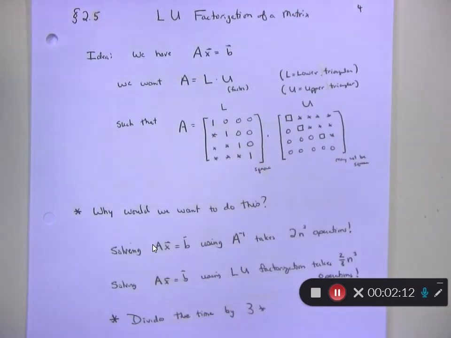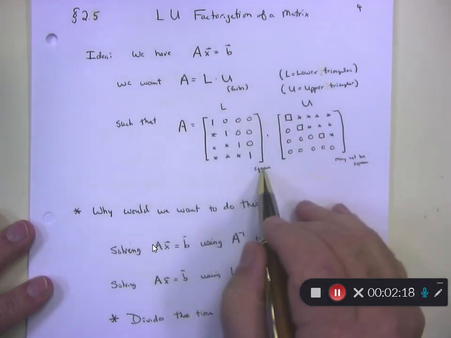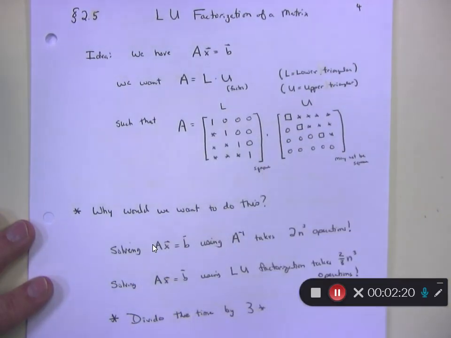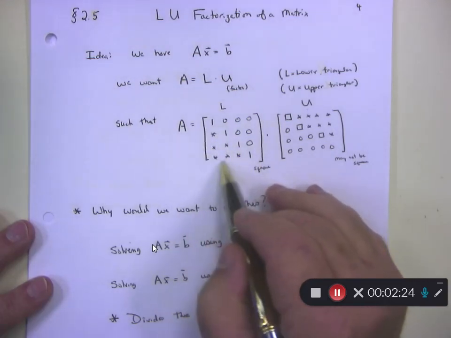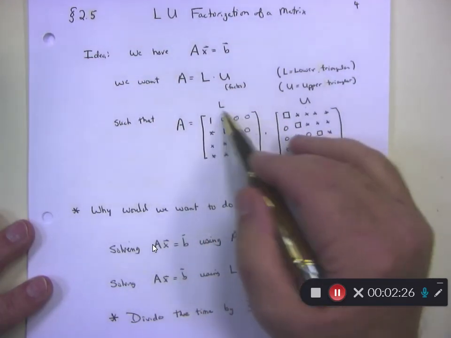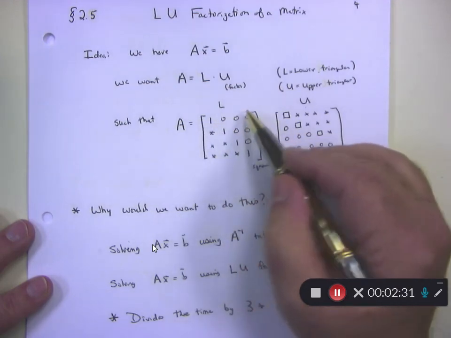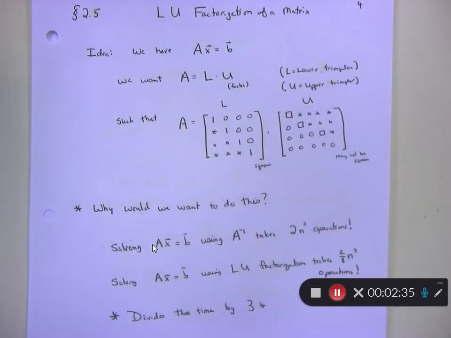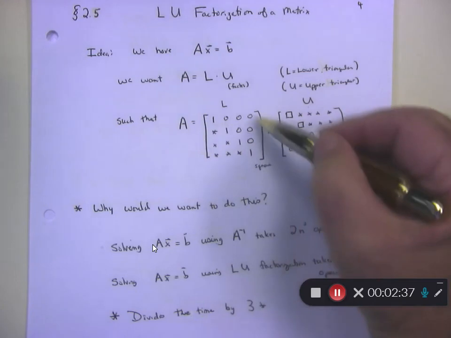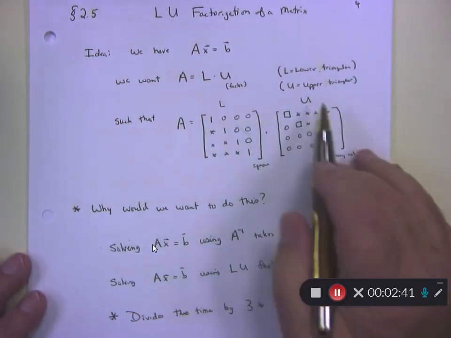Now the lower triangular has a special look, okay? L is going to be n by n, a square matrix. You get ones on the diagonal, and below the diagonal you're going to get some numbers, but above it you're going to have a bunch of zeros. That's why it's called lower triangular. So this is my L for my lower triangular. You get numbers in the lower spot, but in the upper spot off the diagonal, you get a bunch of zeros. And then you've got U.